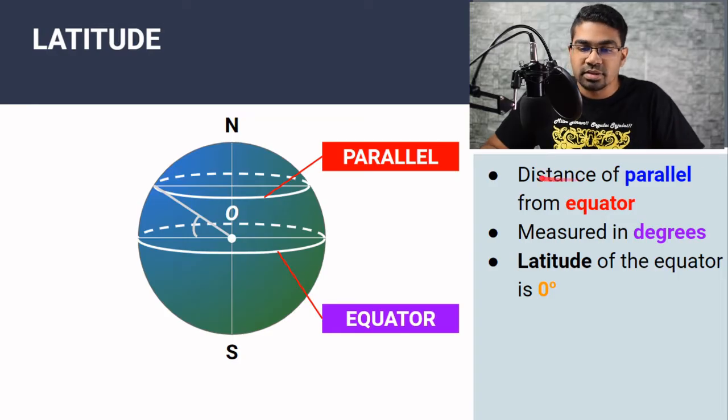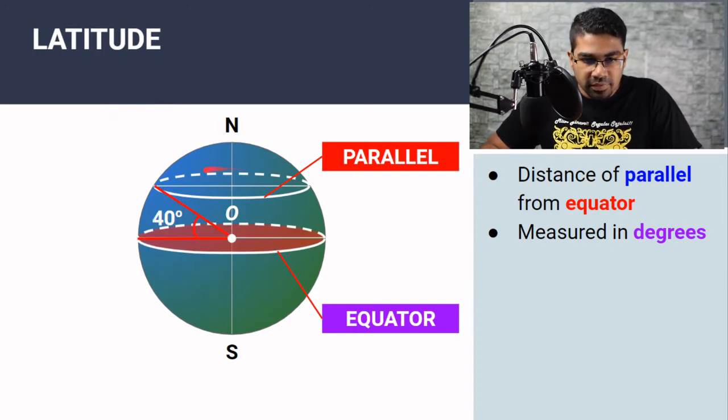Latitudes are distances of the parallel from the equator, but measured in degrees. The equator itself is considered 0 degrees latitude. So this is our reference point. Just like for longitudes, the reference point is the prime meridian or the Greenwich meridian. For latitudes, our reference point is the equator.